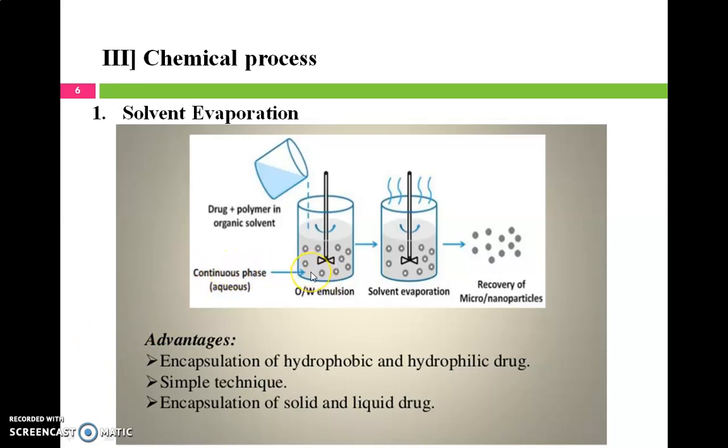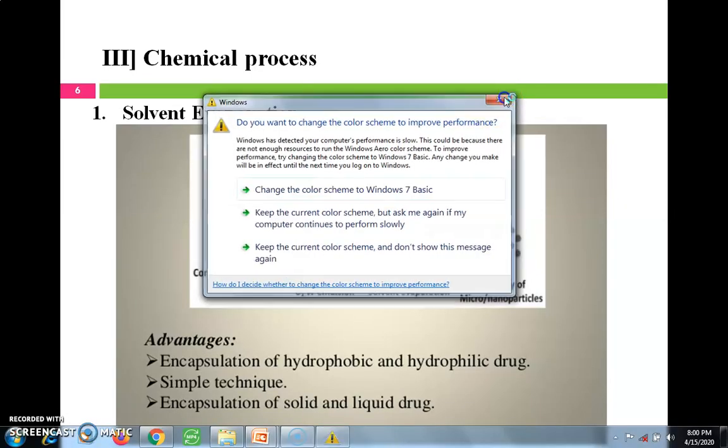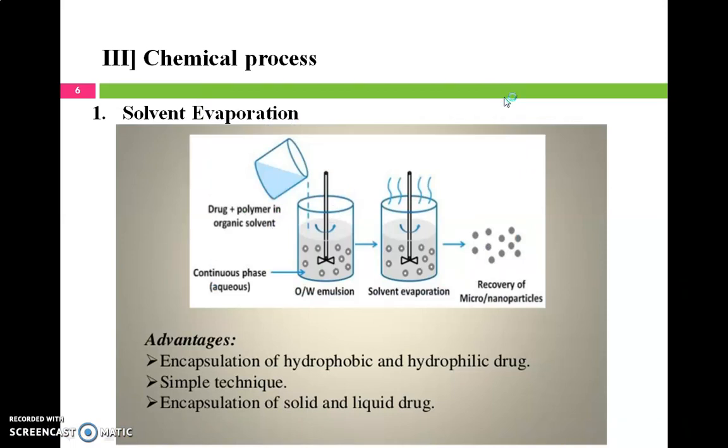The continuous phase is nothing but a liquid in which our drug and polymer are insoluble, and the solvent in which we have dissolved the drug and polymer must be immiscible with the continuous phase. Accordingly, we have to choose a continuous phase. It may be water, or any fixed oil like liquid paraffin. Now this continuous phase is kept under continuous agitation or stirring at elevated temperature.